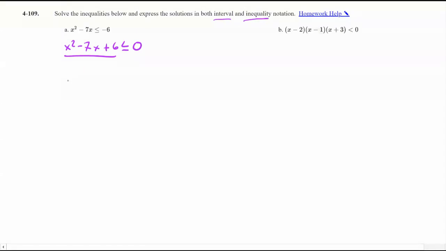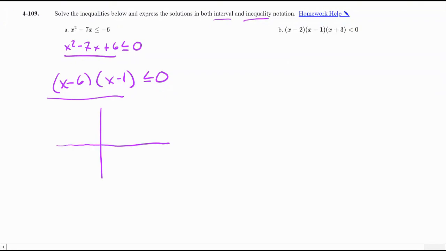Once I factor this, I'm not going to actually do it this time, but I'll say it's x minus 6 and x minus 1 is less than or equal to 0. And from here, I'm really going to graph this. This is just one way to do it. I could also plug in some numbers and try to solve that way.